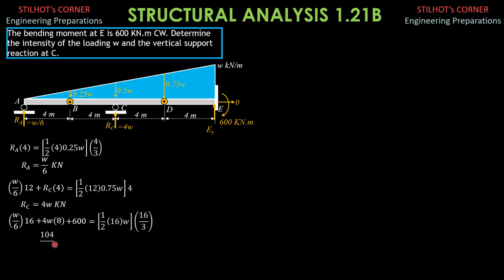Simplifying, combining these two, we have 104 over 3W plus 600 equals 128 over 3W. So 128 over 3W minus 104 over 3W. So we have 600 equals 8W. So W can now be computed 600 over 8 or 75 kilonewtons per meter. Then the vertical reaction at C is 4 times W, 4 times 75. So R sub C is 300 kilonewtons upward.